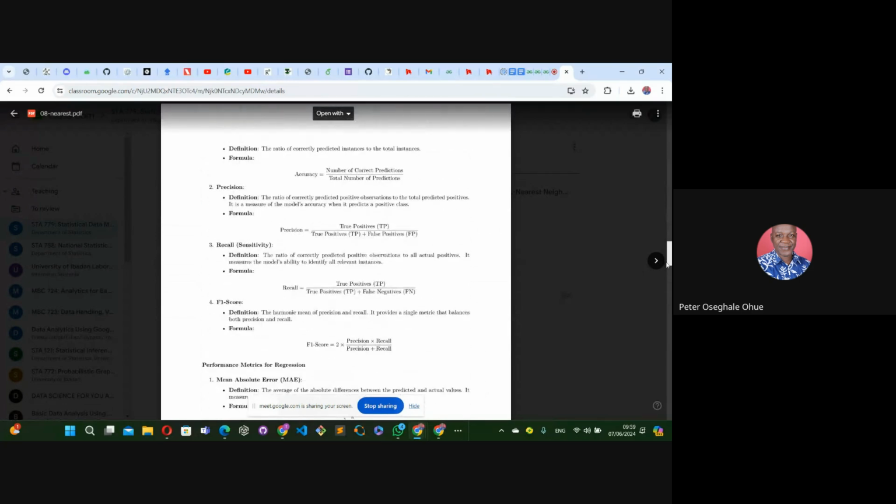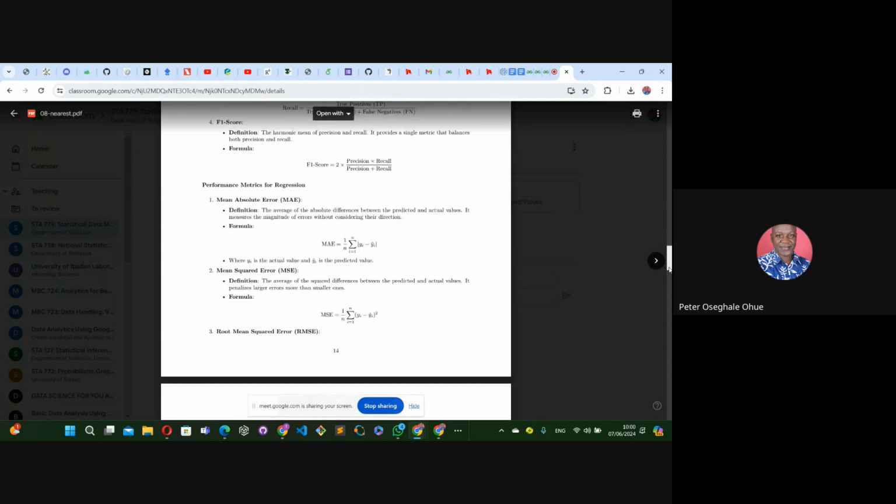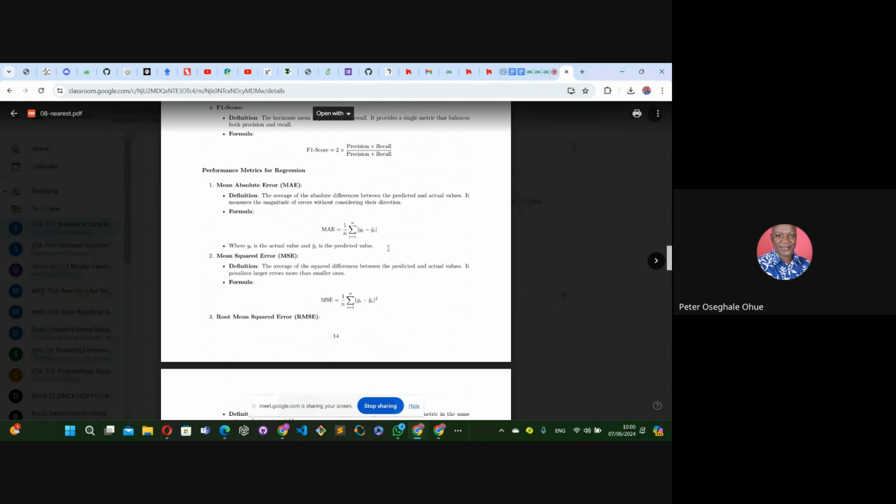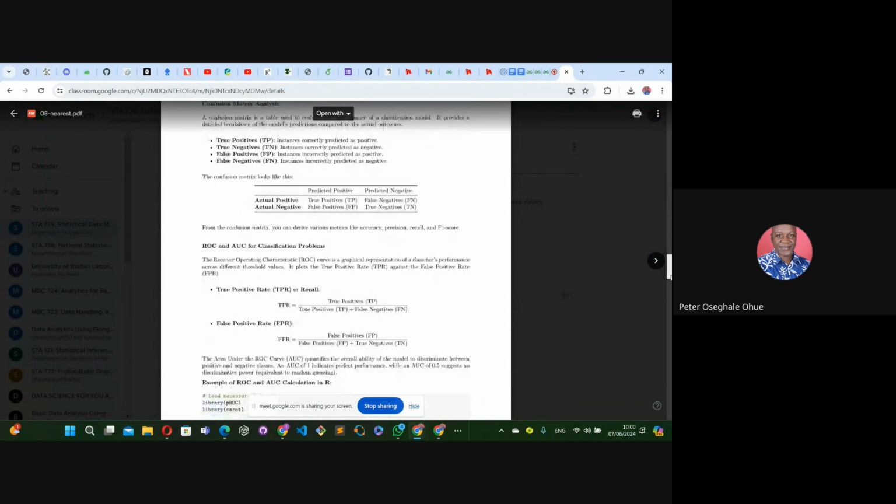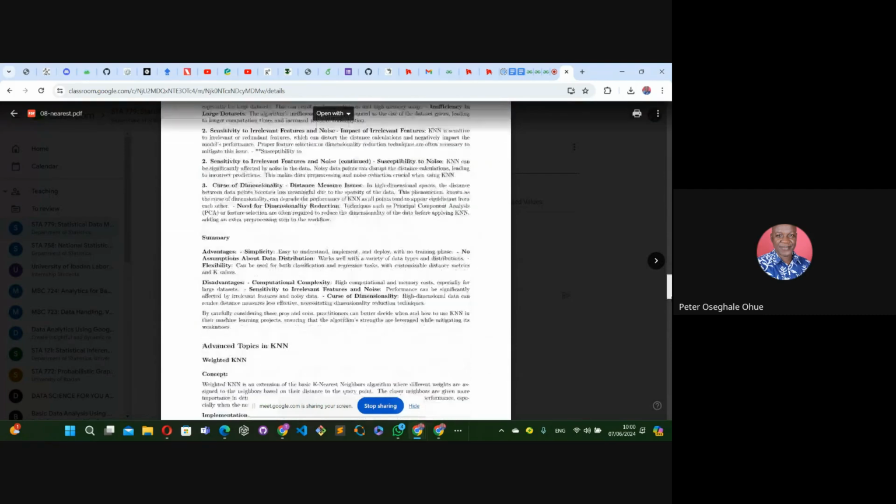By the way, it's important to know these expressions: accuracy, precision, recall, F1 score, mean absolute error. Not just know their expressions in terms of formula, but be able to solve problems on them. Recall is the same thing as sensitivity. Know the definition, know the expression, be able to compute them. Very important. Same thing with mean absolute error and mean squared error, RMSE. They are critical. My people, they are important too.